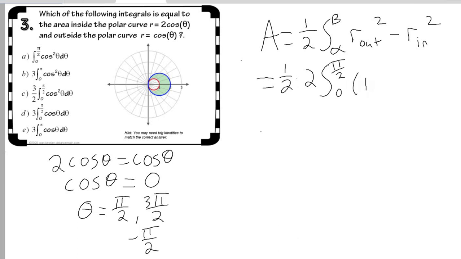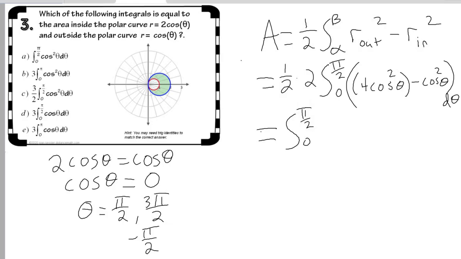So we get 4 cosine squared of theta minus cosine squared of theta d theta. So then my 1/2 and my 2 go away, so I have 0 to pi over 2. This becomes a 3 cosine squared of theta d theta. And then we can just bring the 3 out to the front.